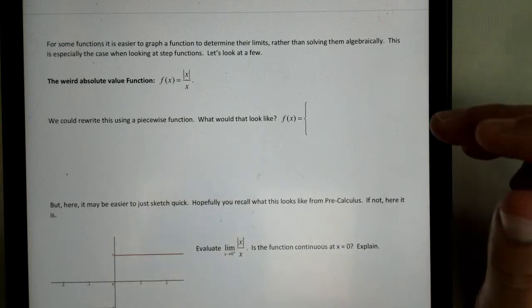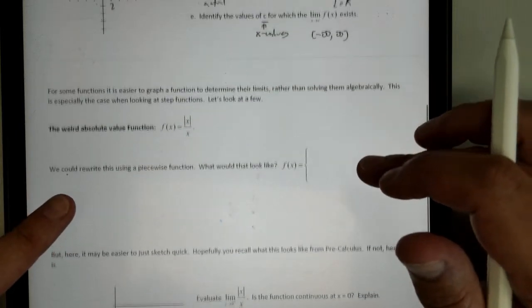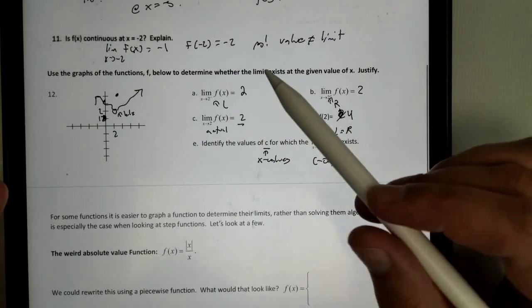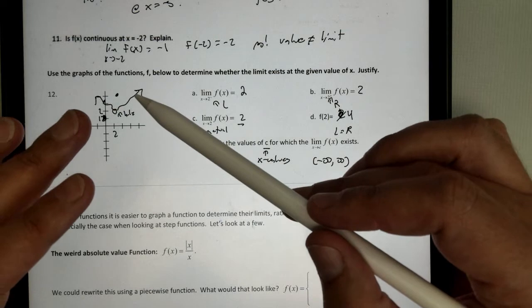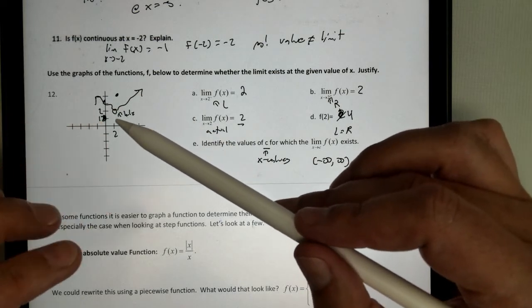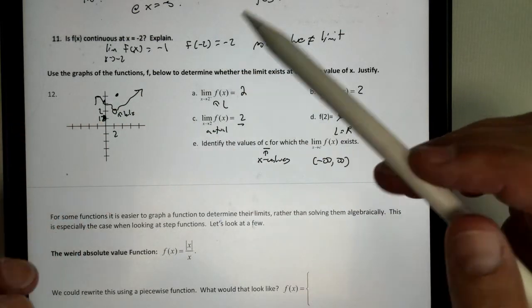Hi, welcome back. In part 1, we looked at solving limits graphically. If we have a graph and we know the function's values coming in from the left and the right, we can determine what the function is approaching.